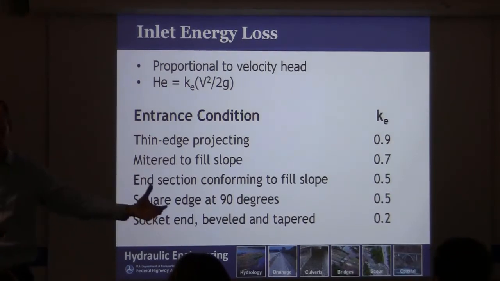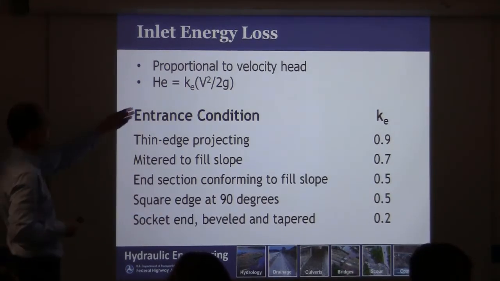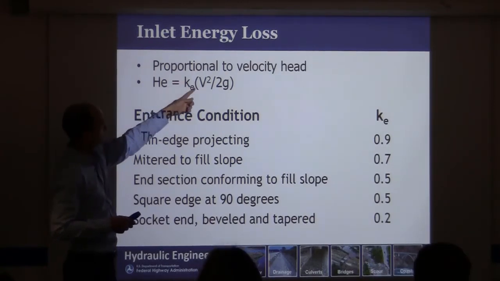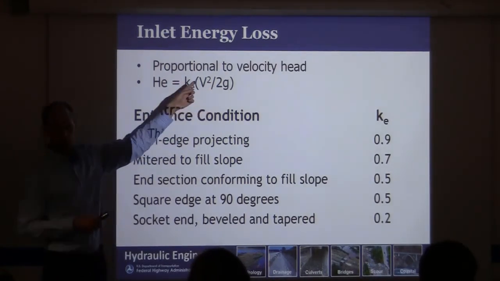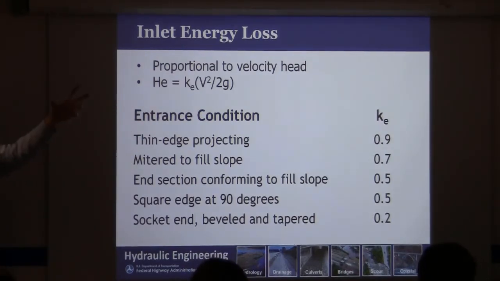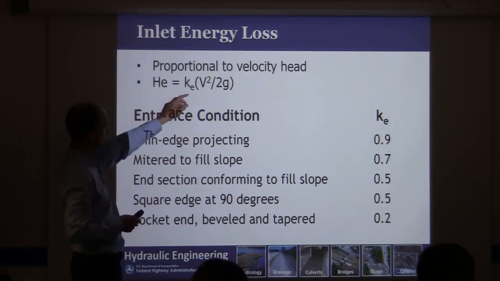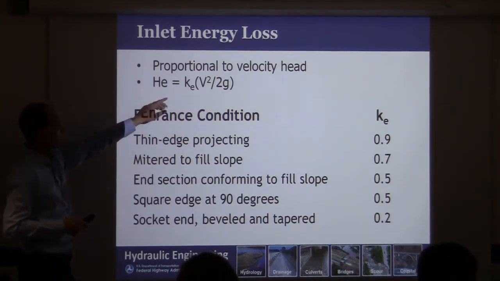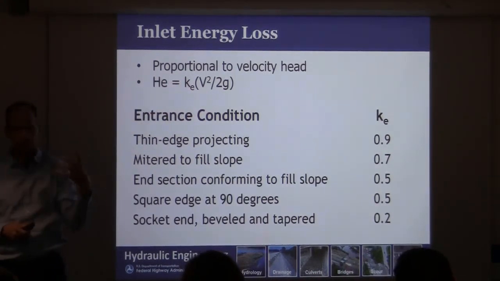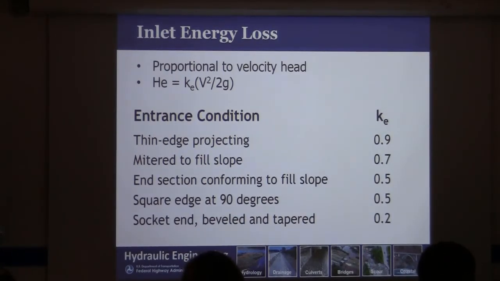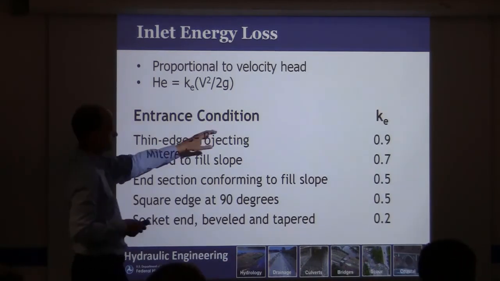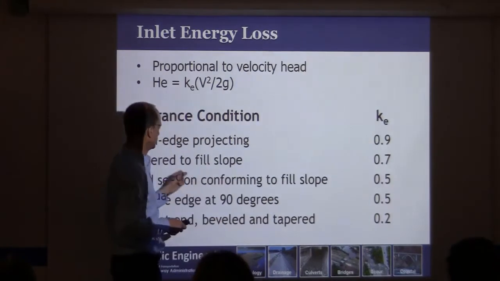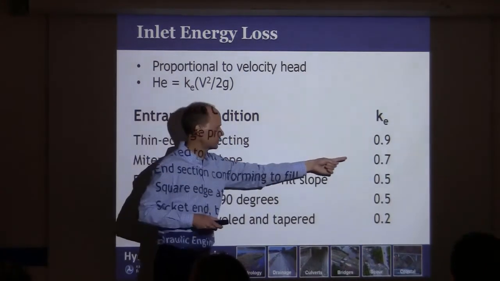If you're doing water distribution and other types of things, the energy losses are typically some sort of a coefficient times your full barrel velocity head. And that's what we're going to use, the velocity head in the barrel. And that coefficient comes from tables. You're going to look these up in your EPG, and we also have them in HDS 5, which is the manual on culvert design, and they're in Appendix C. For thin edge projecting, the K sub e is 0.9. For mitered to fill slope, 0.7.